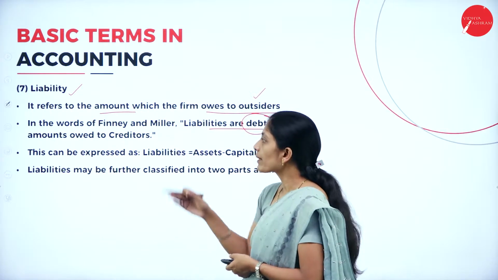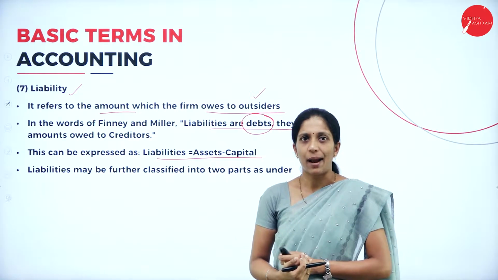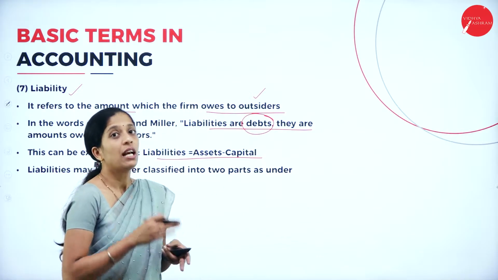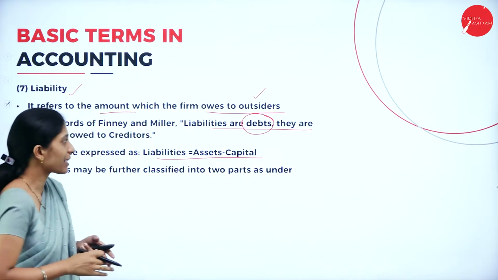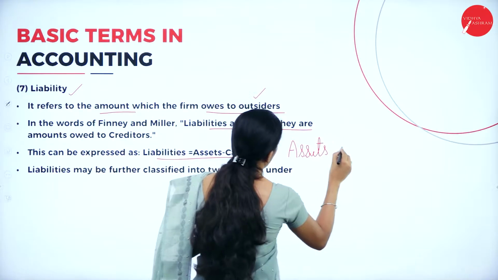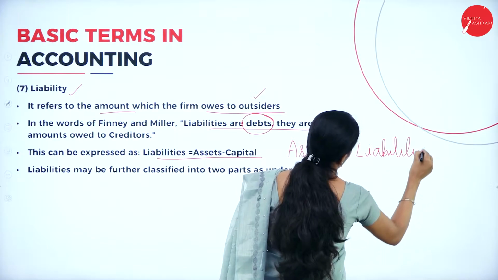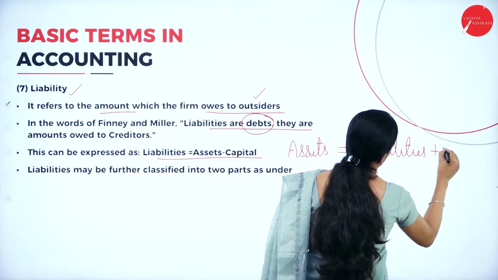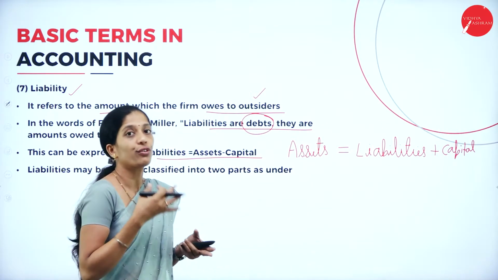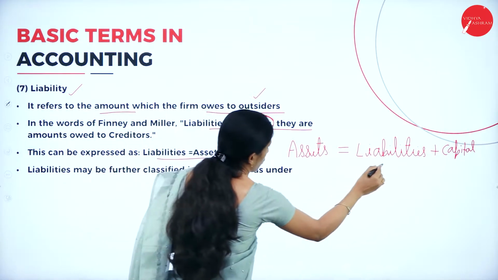Creditors are always a liability. This can be expressed as liability is equal to assets minus capital. You know about the accounting equation. What is the accounting equation? Assets is equal to liabilities plus capital. So to know the formula of liability, you have to just interchange here.